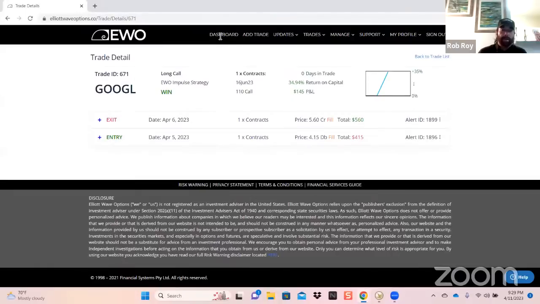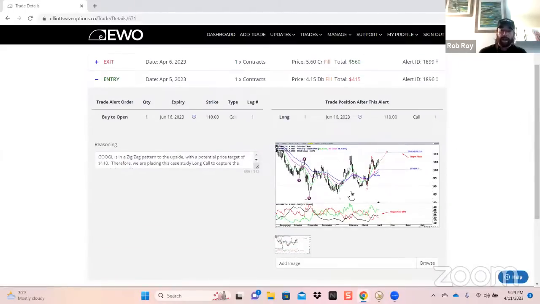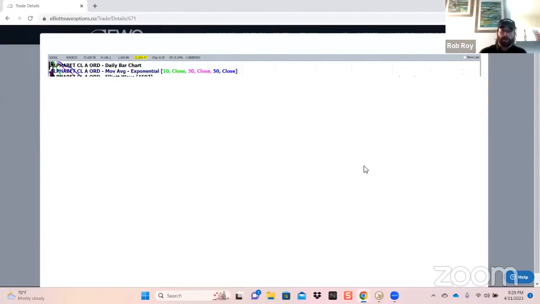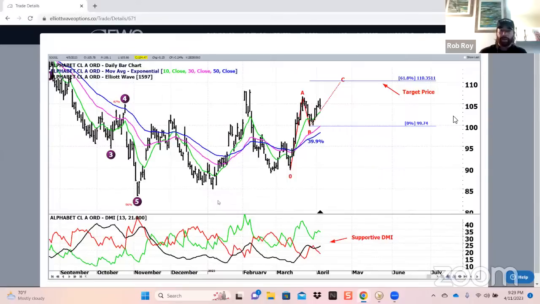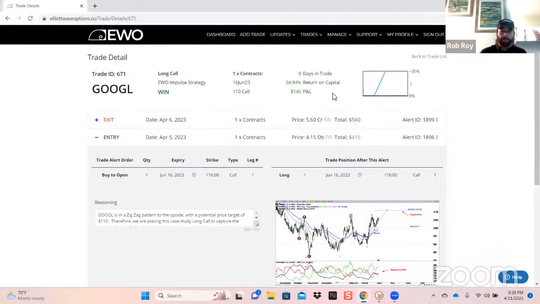But we did follow through with looking at Google last week. We sent out an entry alert. As you can see, here was the pattern. You know it because we looked at it live on TradeFinder. There was our target price, but what ended up happening, and this was really interesting, because when I sent out the exit alert to our subscribers, notice this is 0 days in the trade. How can you have a trade with 0 days? What that means is that the entry and the exit were less than 24 hours apart.